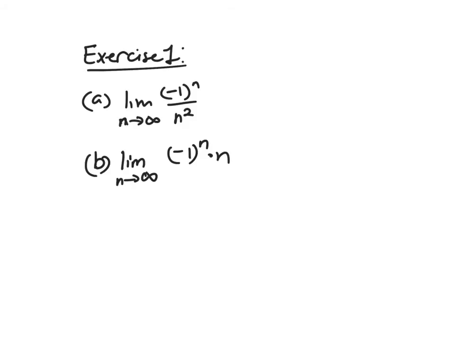Okay, so for exercise 1, I want you to look at these two limits and compute them. I think it's helpful to at least write out several terms, maybe graph as well, and see what's going on. You should also pay special attention to this (-1)^n and see what it seems to be doing as you take each step in your sequence, because this shows up quite often in sequences.